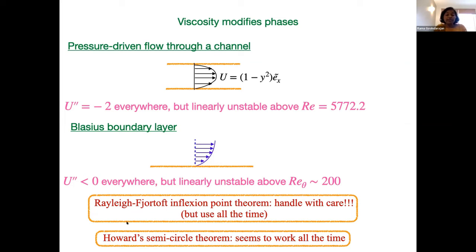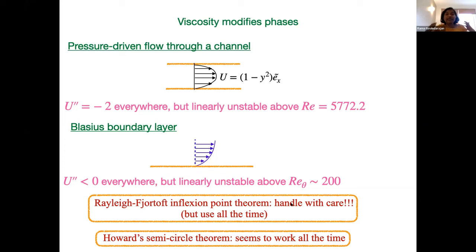So when we talk about the inflection point theorem, which says a necessary condition for instability is an inflection point, here you have no inflection point and you get instability because it's a viscous flow. The theorem doesn't hold in viscous flow, so handle it with care. But in spite of this warning, we use it all the time, because anytime you see an inflectional profile and compare it to a non-inflectional one, you'll see that the inflectional one is more unstable.